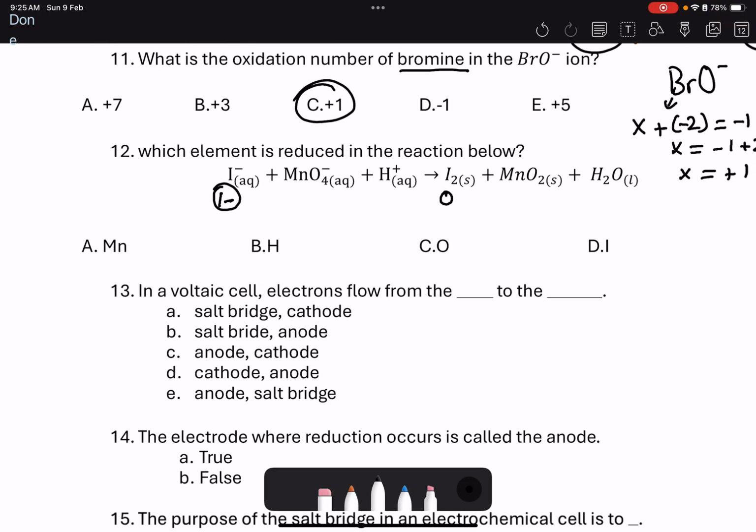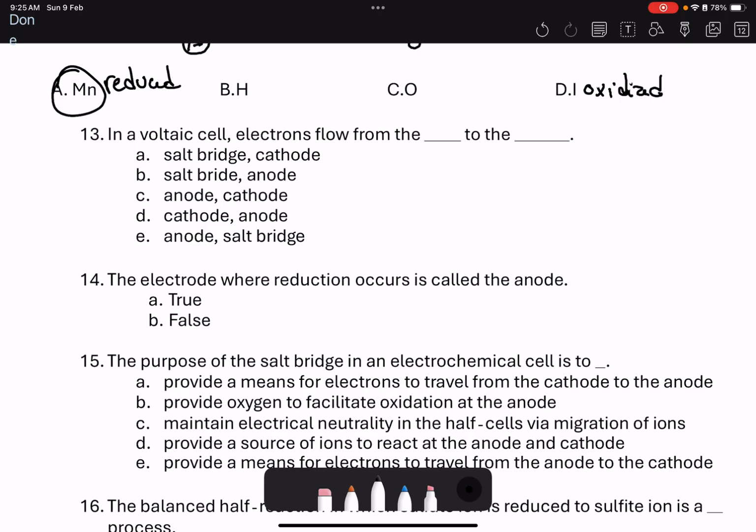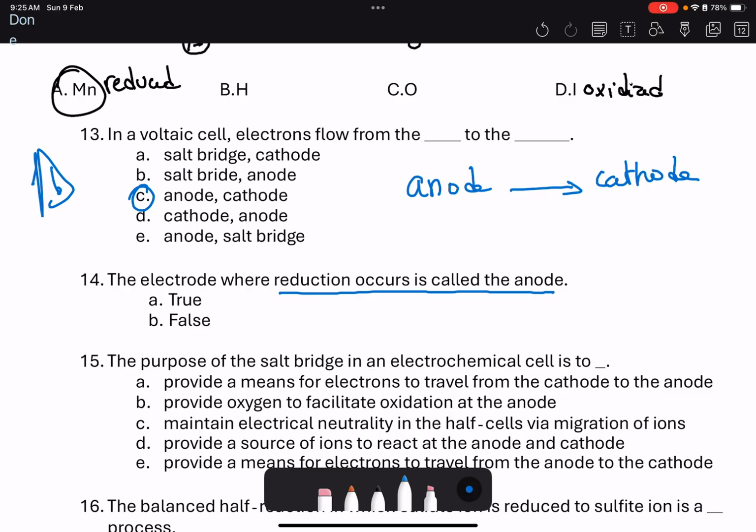Now, moving to more questions related to your quiz as well. In a voltaic cell, this is very important. You need to know this information. Electrons always flow from the anode towards the cathode, because it's the anode that loses electrons and sends them to the cathode through the electrical wires. So the answer is C. The electrode where reduction occurs is called the cathode. That is a false statement.